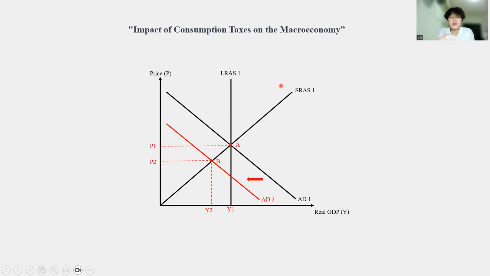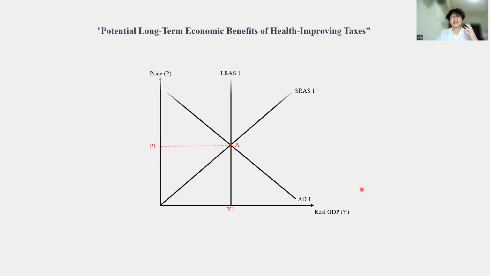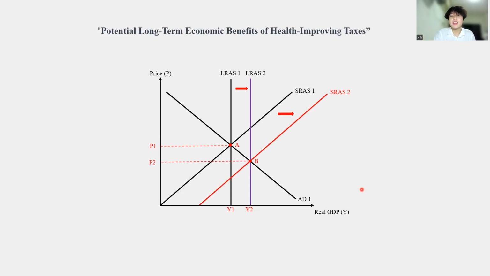Consumption taxes typically do not have a direct impact on the aggregate supply curve in the short term, because aggregate supply represents the productive capacity of the economy, and taxes on consumption do not change the economy's productive capabilities. Furthermore, a tax that improves people's health can have potential long-term benefits for the economy. A tax that improves people's health is likely to shift the aggregate supply curve to the right, indicating an increase in the economy's productive capacity. This shift represents an improvement in the potential output of the economy over the long term.